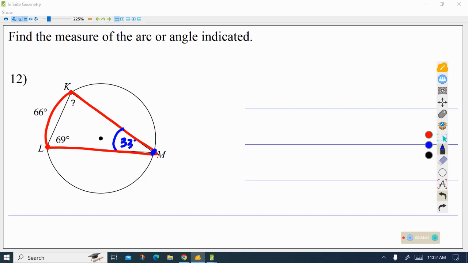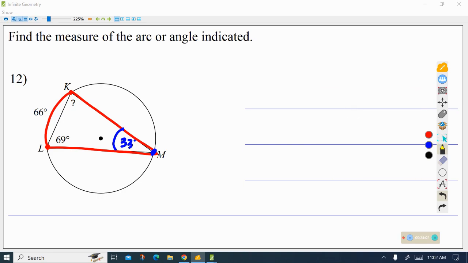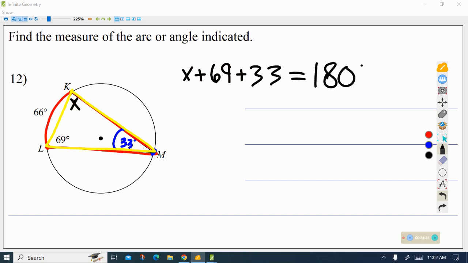Okay? And now, you actually don't want to forget something that we learned in the first semester, right? The three angles in any triangle have to add up to 180. And so, we know what we could do, okay? If we put an X right here, we know that X plus 69 plus 33 must equal 180 because we have a whole triangle right there, okay?